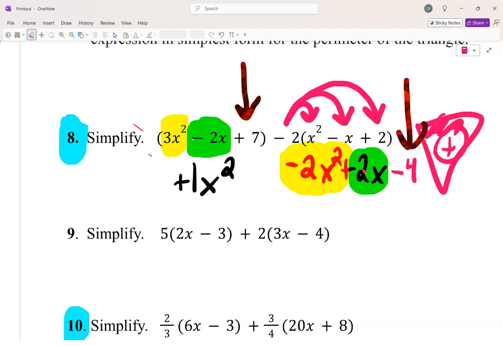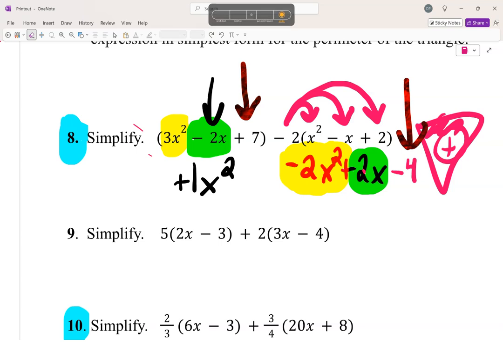What about the green? Could that just be 2 minus 2? That's 2 minus 2, so it's 0x. So we don't even write the x. 0x doesn't exist. If you wrote this on a test, I wouldn't mark it wrong, but you really don't need to write 0 of anything.